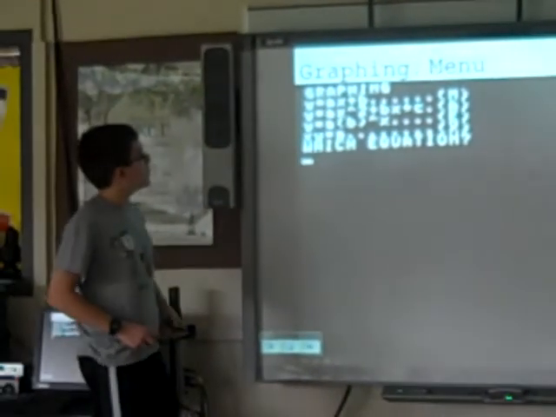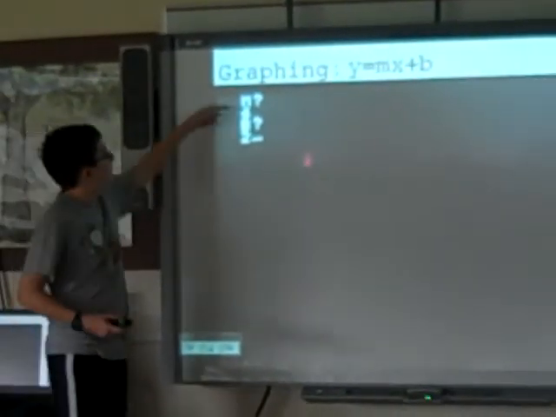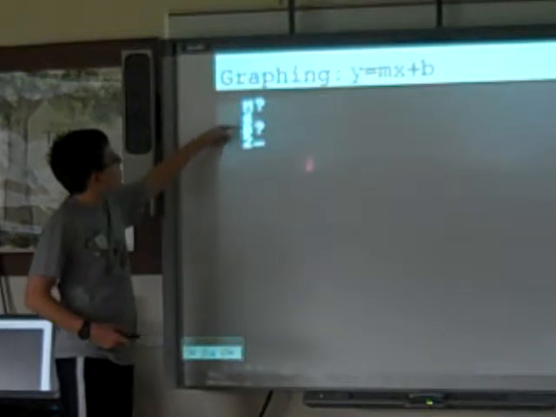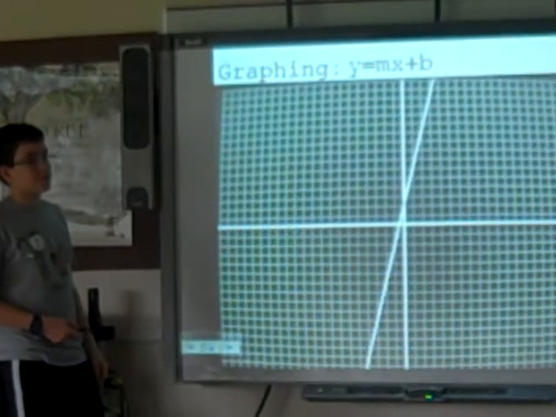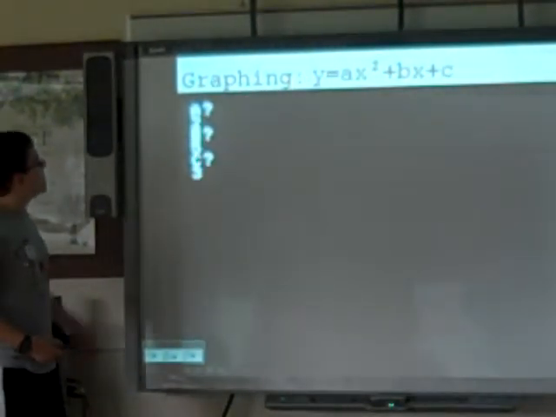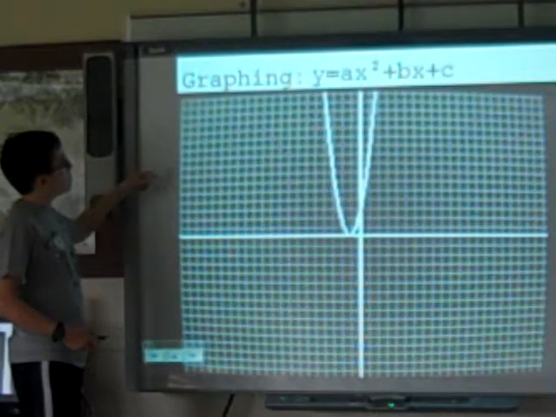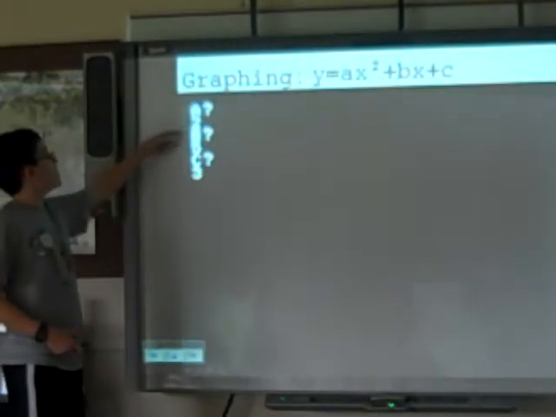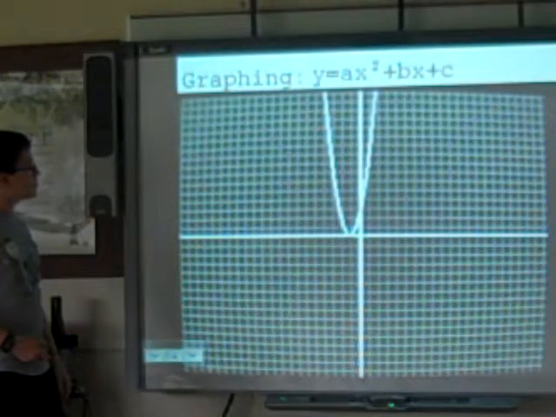And so for my y equals mx plus b, it asks for m and b, and I said 4x plus 2, so it gave me this. And then for my next one, ax squared plus bx plus c, it asks for a, b, and c. So I asked for 2x squared plus 5x plus 3. And it gave me this.